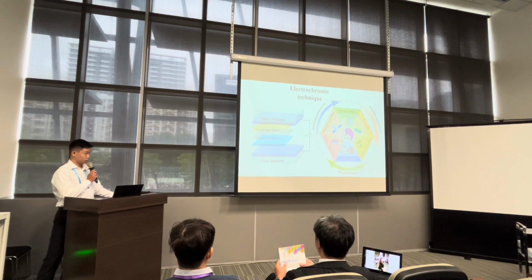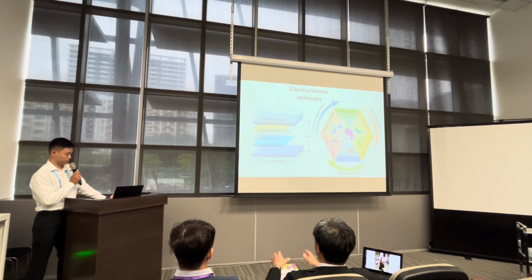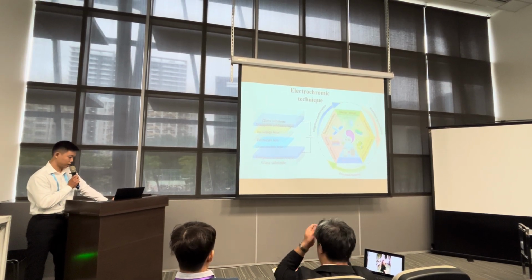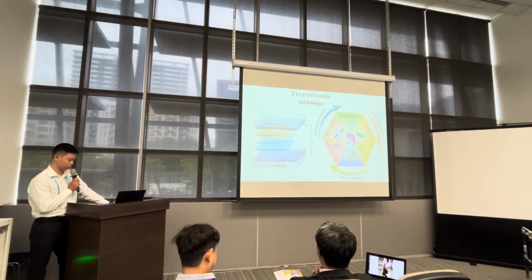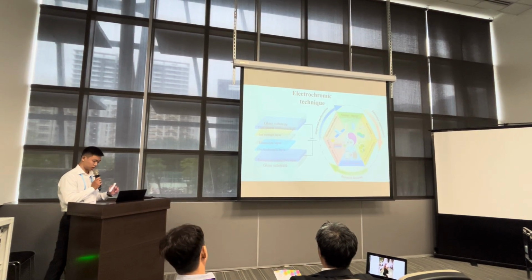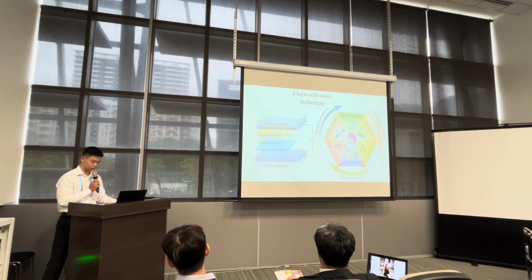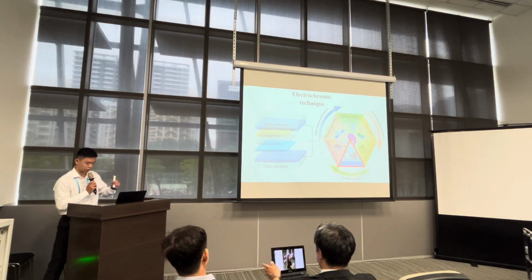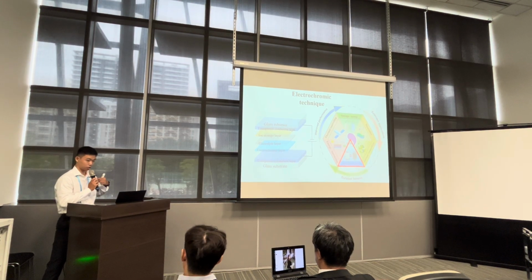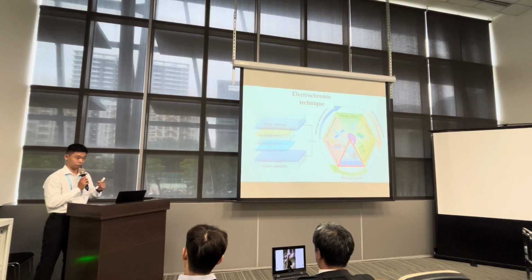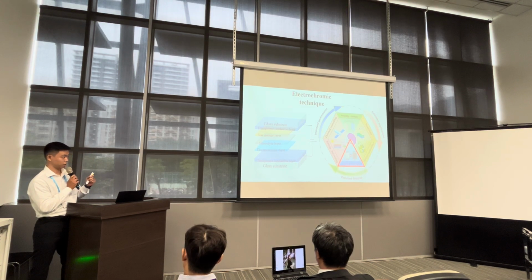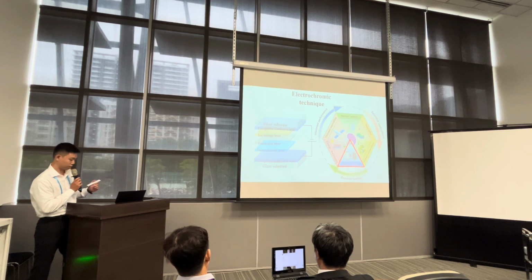So on the right side, you can see that the electrochromic technique has a large variety of applications. But in this study, we only focus on the smart window. So basically, a smart window is like you can change your color whenever you want by adjusting the applied voltage.